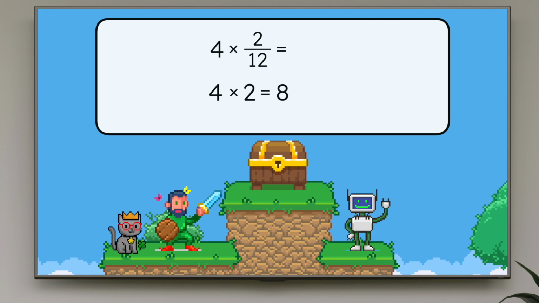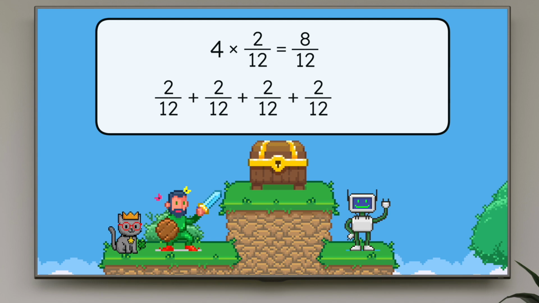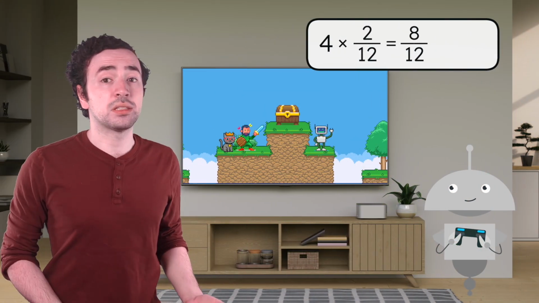4 times 2 equals 8, so 4 times 2/12 equals 8/12. That's because repeatedly adding 2/12, a total of 4 times, also equals 8/12. The answers are the same because multiplication is repeated addition. So our answer is 8/12.